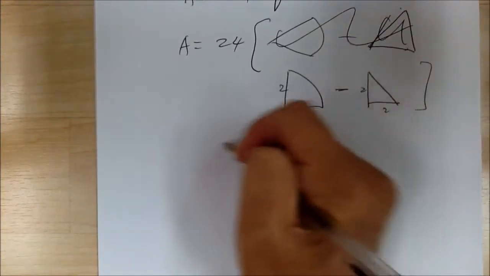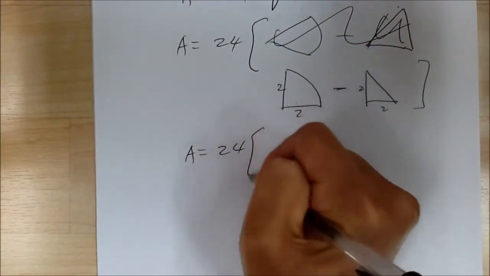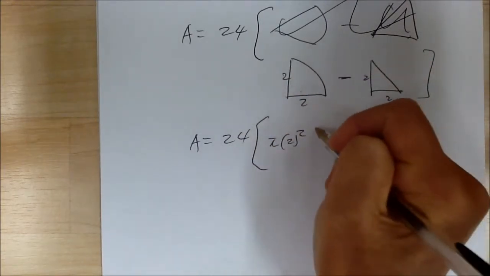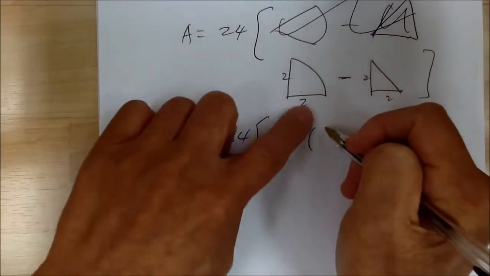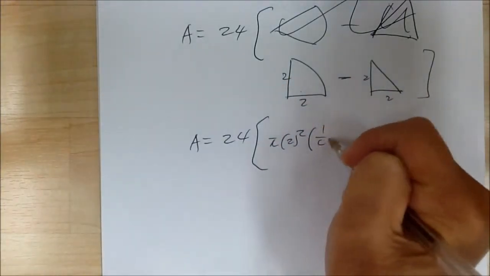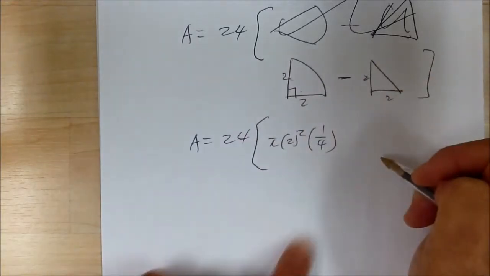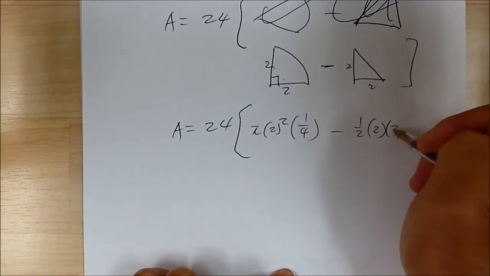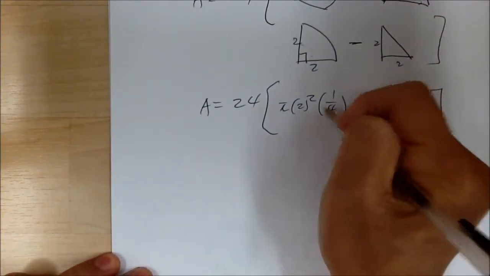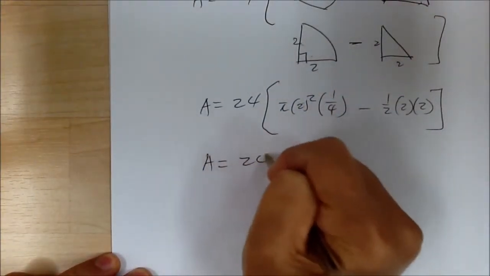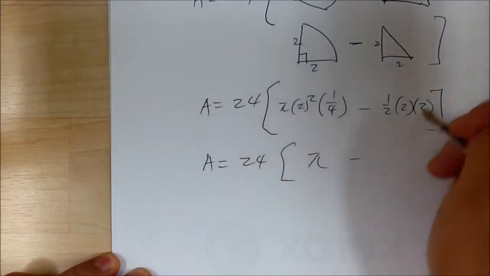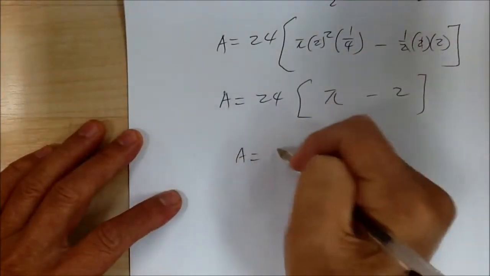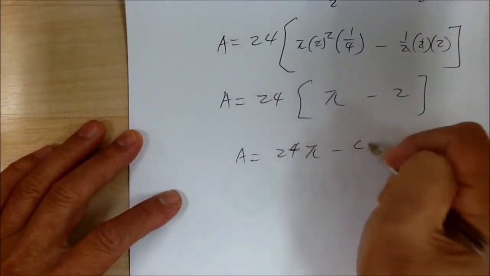So area equals 24 times, the sector would be pi r squared times 1/4, right? 90 degrees out of 360, so it's 1/4. Minus the area, which is 1/2 base times height. So this cancels out, and area equals 24 times pi minus 2, and then you multiply out, so it's 24 pi minus 48.